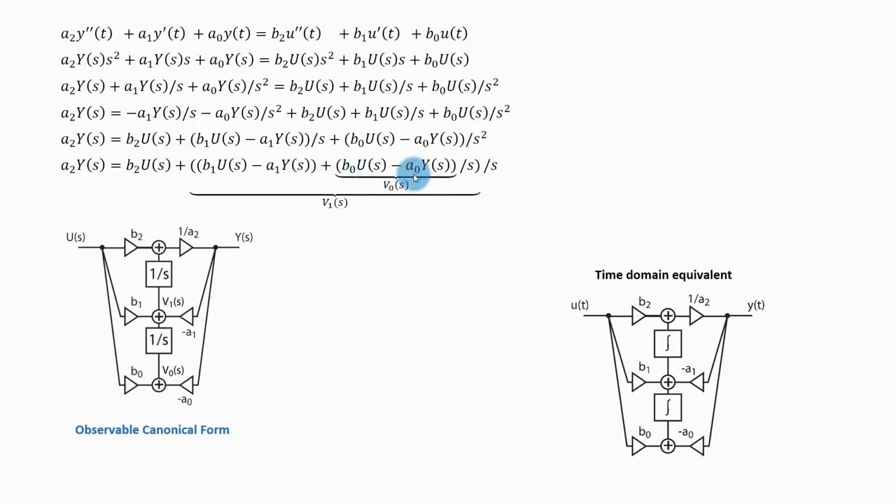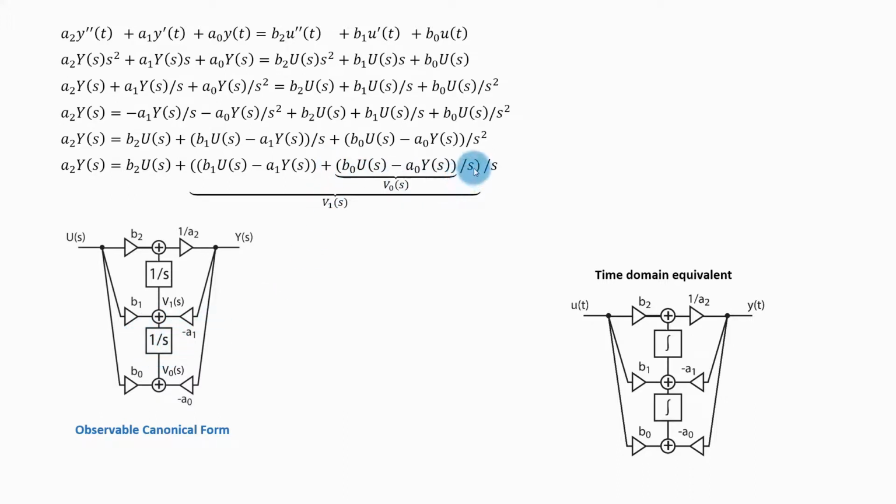So what do I have here? U of s times b0 plus y of s times minus a0. And that is what I draw here. U of s times b0 plus y of s times minus a0. Now I need to take this and divide it by s. That is what I have here.